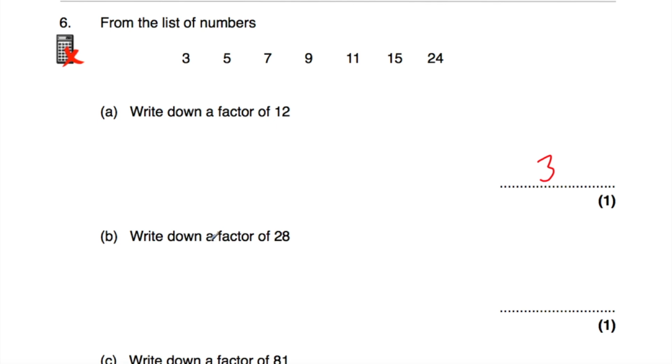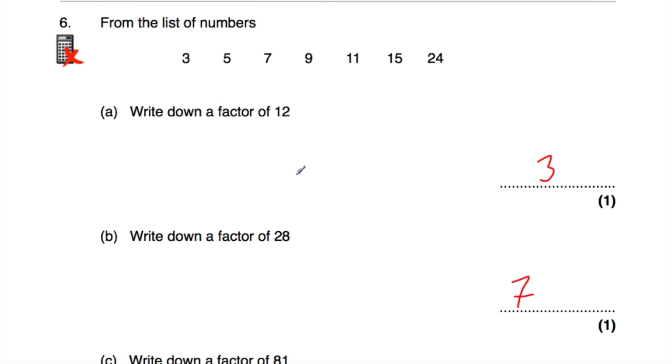Okay, part B. Part B says write down a factor of 28. So again, we're looking for numbers that we can divide 28 by, and they will go in exactly, so without a remainder. So 28 divided by 3, no. 28 is not in the 3 times tables. 28 divided by 5, no, it doesn't end in a 5 or a 0, so 5 is not going to be a factor of 28. 7. 28 divided by 7 is equal to 4. And 28 is in the 7 times tables. So 7 is a factor of 28.